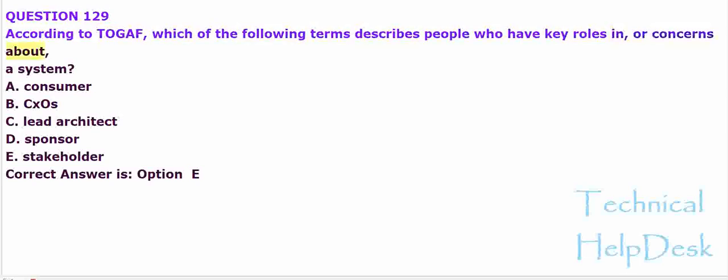Question 129. According to TOGAF, which of the following terms describes people who have key roles in, or concerns about, a system? A. Consumer. B. CXOs. C. Lead architect. D. Sponsor. E. Stakeholder. Correct answer is option E.